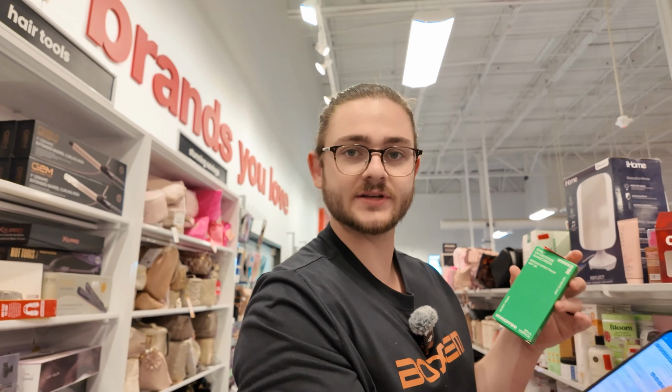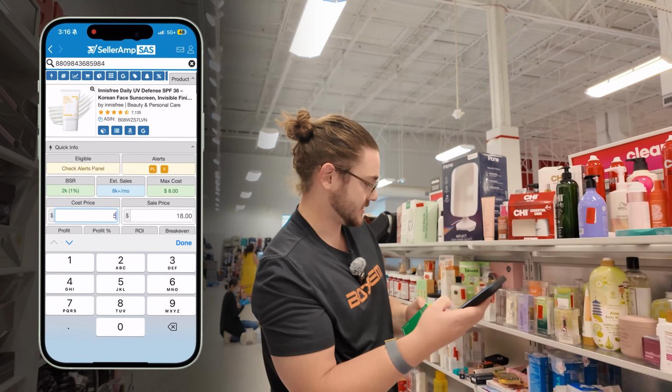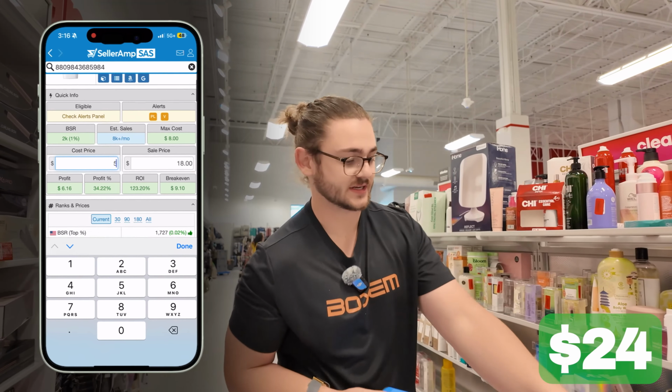Sometimes this foreign beauty stuff can be really good. Selling for 5 right here. Sells 8,000 times a month on Amazon, and this actually goes for 18 bucks. So we get another $6 in profit here.